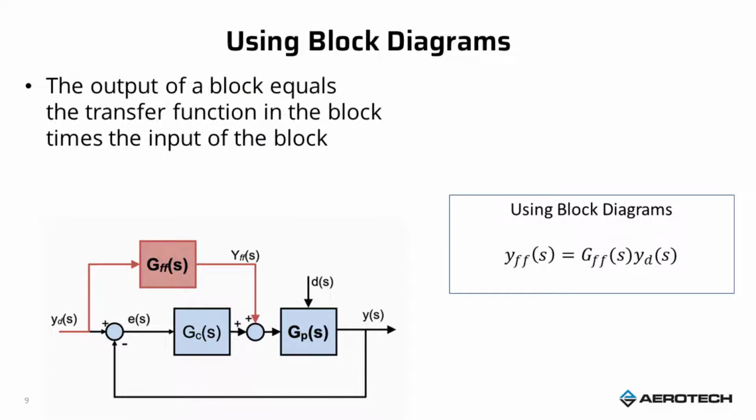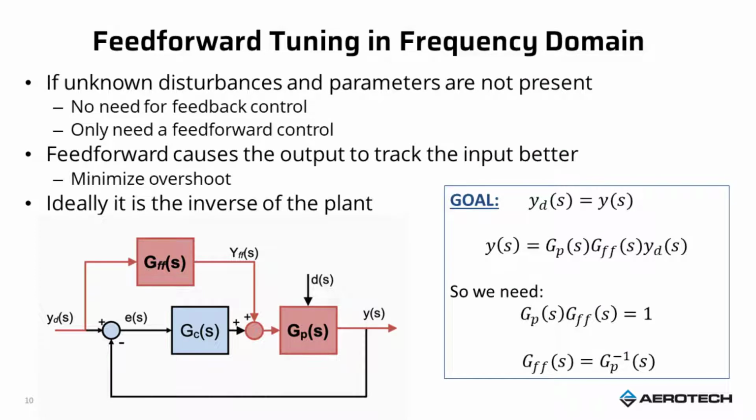So just as a quick reminder, the feed forward comes from the command. We insert that into the system before the plant and after the control law, like shown here in the yellow highlighted diagram. And if we're using block diagram analysis, simply the output of the block, in this case YFF that we're interested in, is equal to the transfer function of the block, GFF of S, times its input, YD of S. And you see that on the right side. We'll use that simple relationship in determining what the feed forward should be.